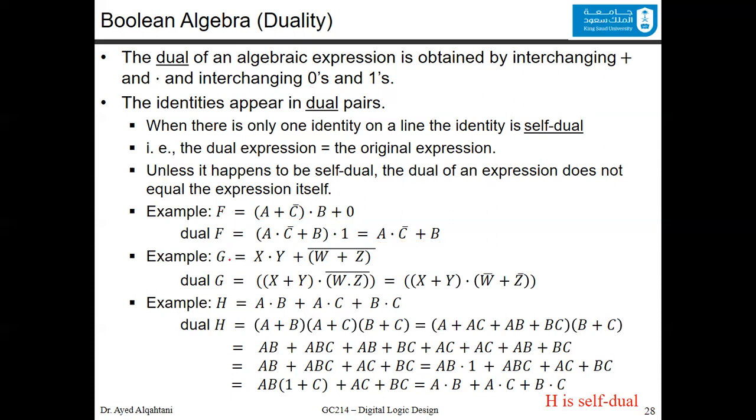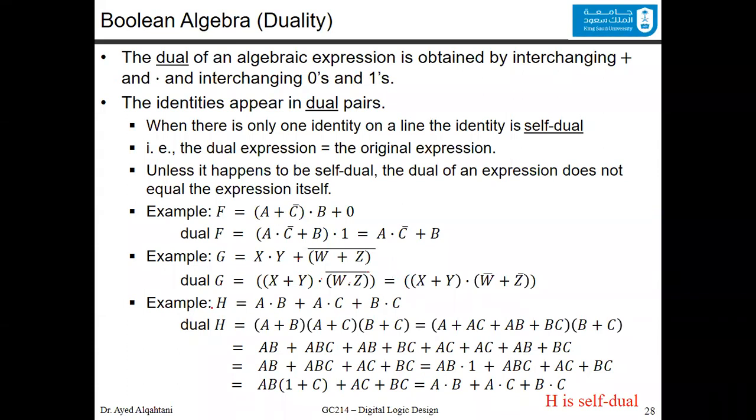Let's check another function, this function. If you want to get the duality, the AND will be OR, the OR will be AND, the OR here will be AND, and the others will stay the same. You can simplify this or keep it the same, it's fine. And you can see that they are not equal.